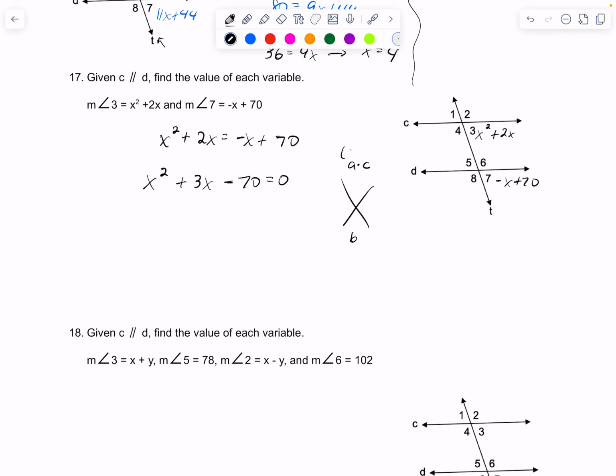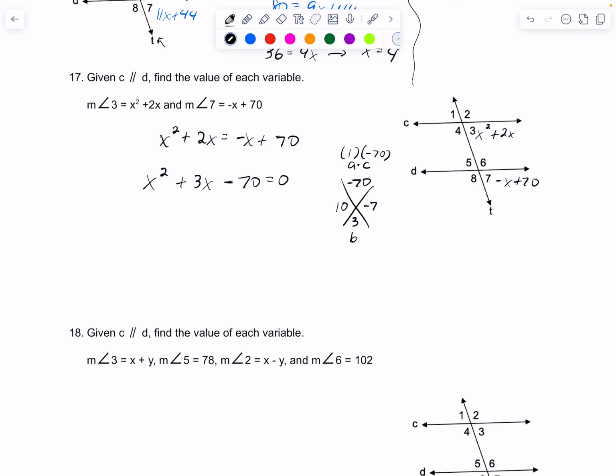Set up the x. A is 1, C is negative 70. So when you multiply them, you get negative 70. B is 3. So I need two numbers that multiply to give me negative 70 and add to 3. So that's going to be 10 and negative 7.